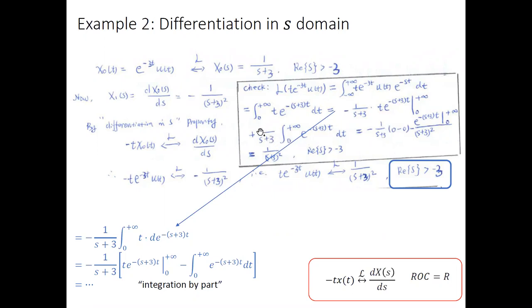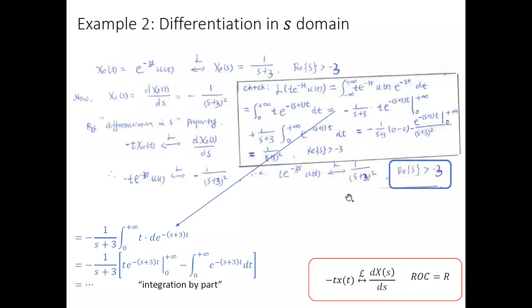And the second term, we know how to calculate an integration like this. Extract the additional coefficient s plus 3 on the denominator, taking the difference between plus infinity and 0. Again, the limit only exists when the real part of s is larger than minus 3. In that case, the limit is 0 when t goes to plus infinity. What is left is when t takes 0, the numerator is 1. So 1 divided by s plus 3 squared, which is the same result as what we obtained using the differentiation property.